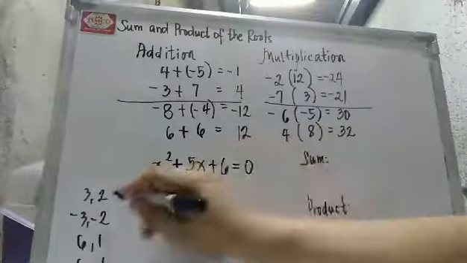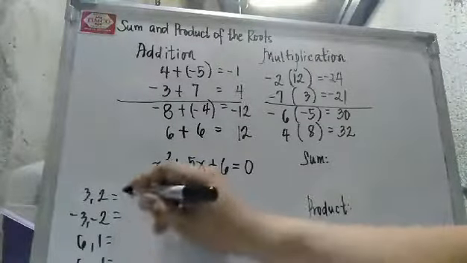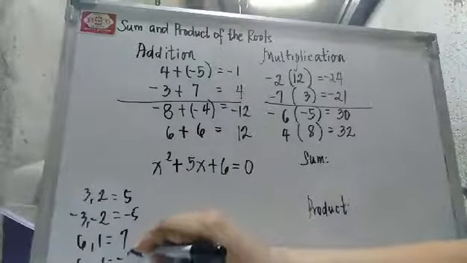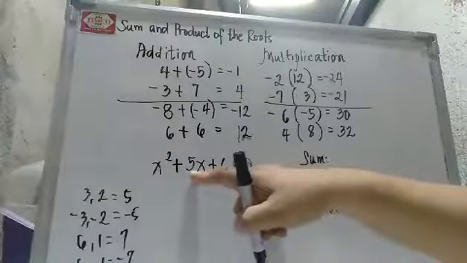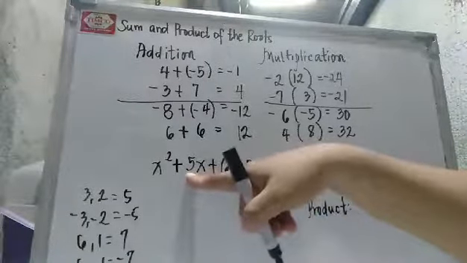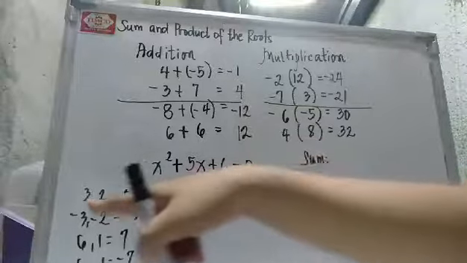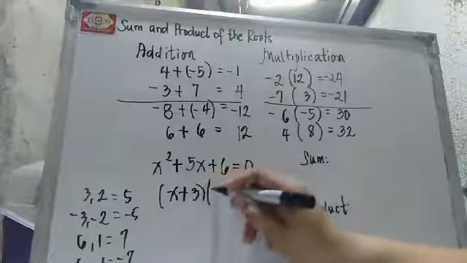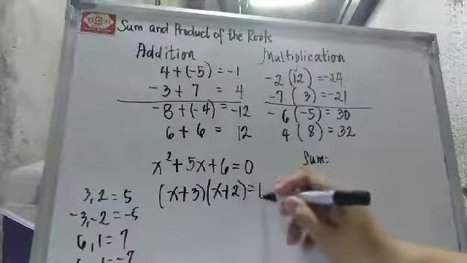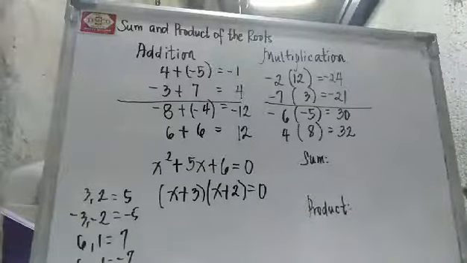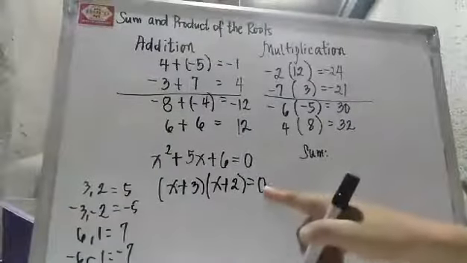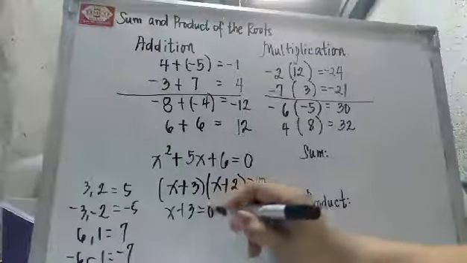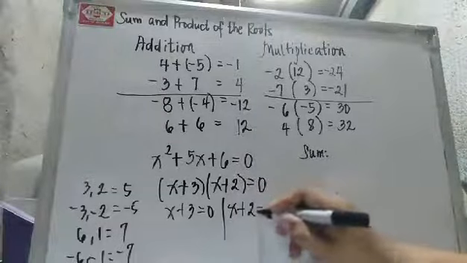Then I am going to add the factors. So I will have 5, negative 5, positive 7, and negative 7. And I will look for the factors of this linear term, which is a positive 5. So I will use the factor 3 and 2. So therefore I have x plus 3 and x plus 2 is equal to 0. Then applying the property of equality, we have x plus 3 is equal to 0. And the other one is x plus 2 is equal to 0.